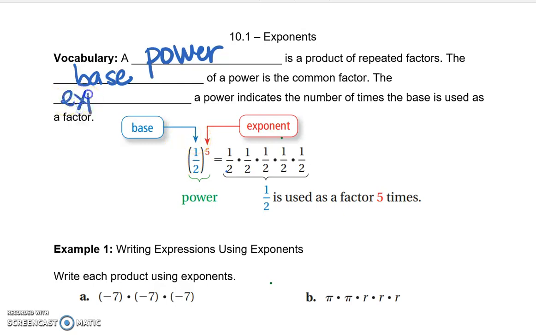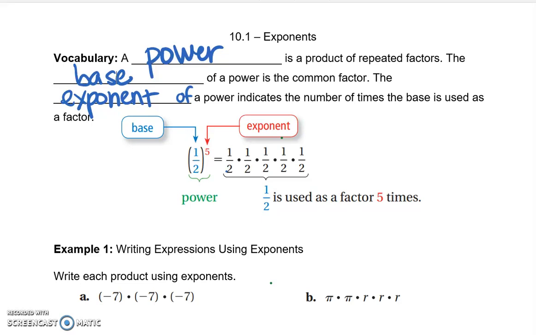And then the exponent of a power indicates the number of times the base is used as a factor. So this base of 1/2 is being multiplied 5 times. So this is 1/2 times 1/2 times 1/2 times 1/2 times 1/2.